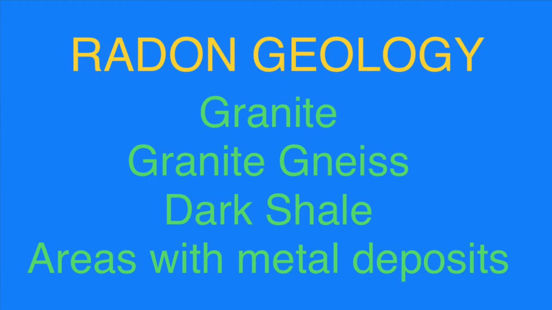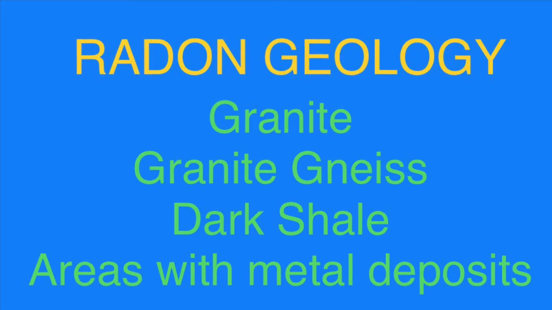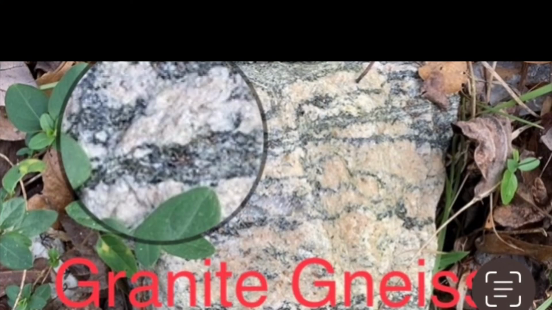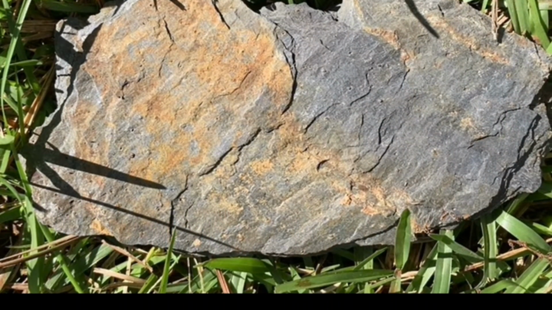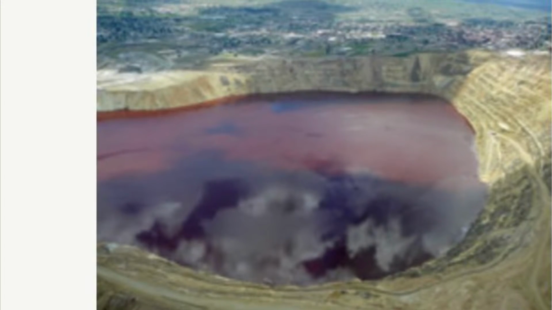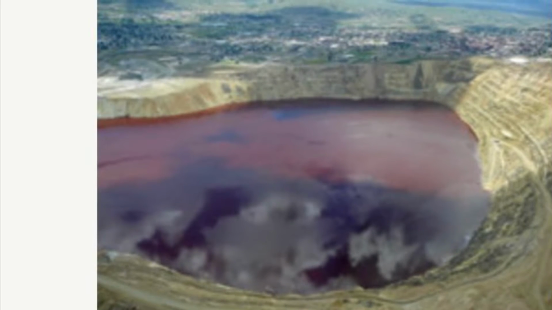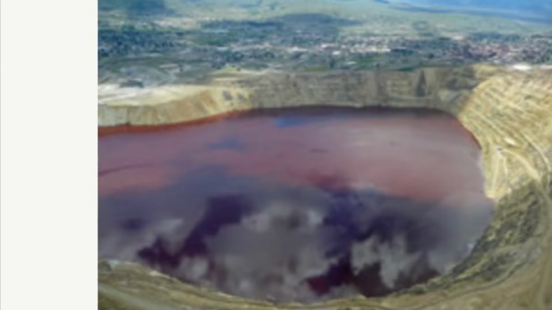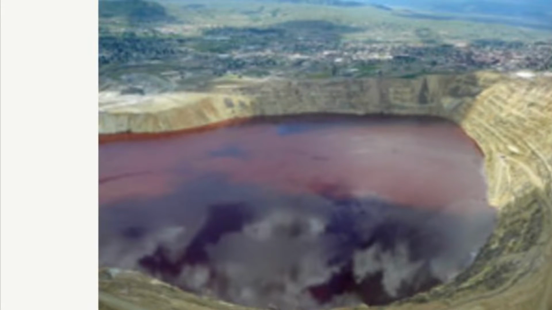So rock buddies, you've probably figured out by now that places with granite rock and granite gneiss rock can have high radon levels, and areas with a lot of dark shale can have high radon levels. And you also find radon gas in areas where there's a lot of mining going on, because radium and uranium are also found in the same places where metals like gold, silver, copper, and zinc are found as well.